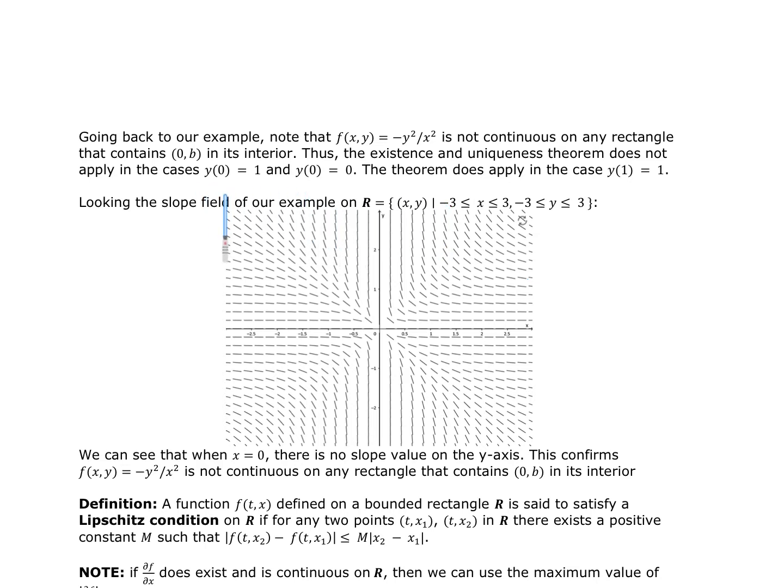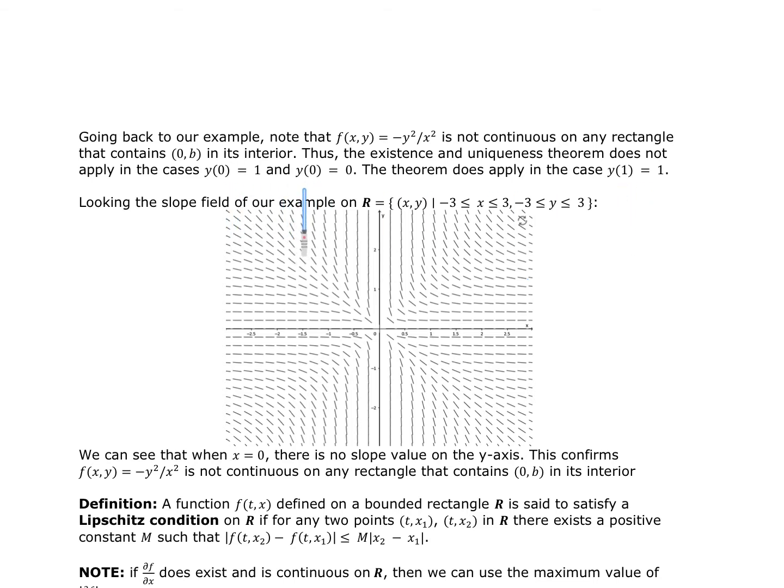So the existence and uniqueness theorem I just stated does not actually apply to any case in which I have an initial condition of y of 0 is equal to 1, and also for y of 0 is equal to 0. The theorem does apply for that case where I had y of 1 is equal to 1.